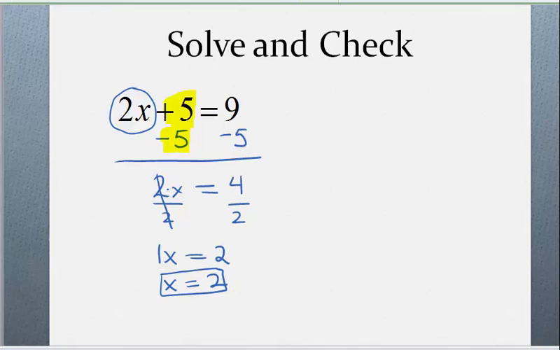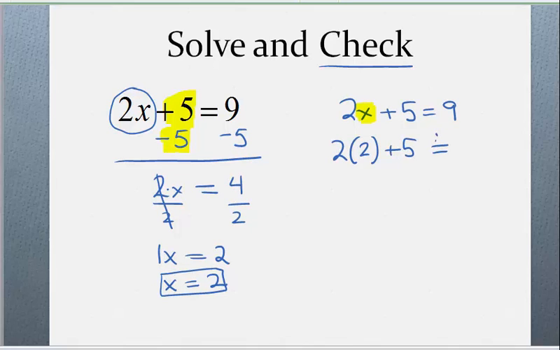Now if I want to check my solution, I go back to the original equation that I had, 2x plus 5 equals 9, and I replace the x right here with the number 2. So I have 2 times what I think my solution is, which is 2, plus 5, and I want to know, does that equal 9? Well, 2 times 2 is 4, plus 5, does that equal 9? Yeah, 4 plus 5 is 9. So I get 9 equals 9, that checks.